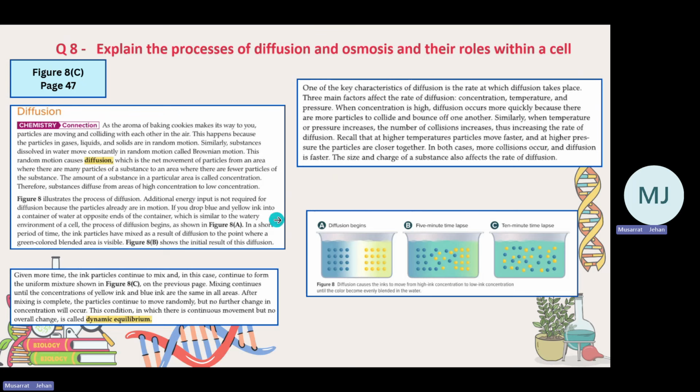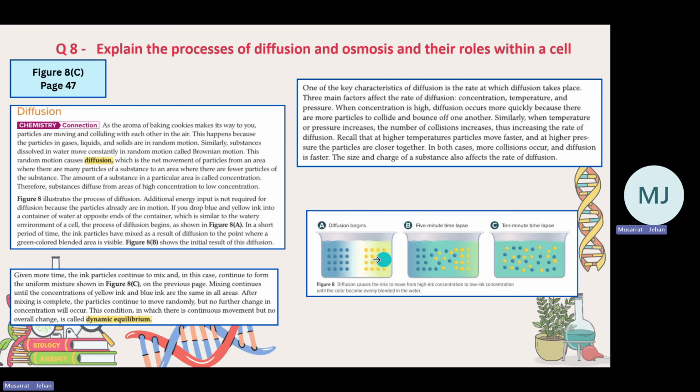If you drop blue and yellow ink into a container of water at the two ends, after some time you'll see that it gets mixed. Why? By the process of diffusion. Like here, we put a drop of blue here, a drop of yellow here. Diffusion begins. Blue has high concentration, so it will start moving this side towards low concentration.